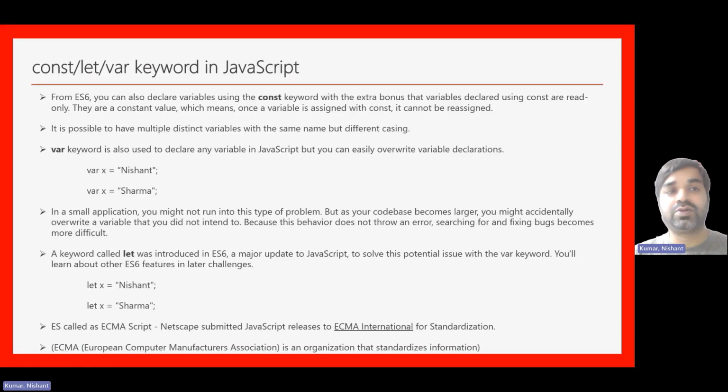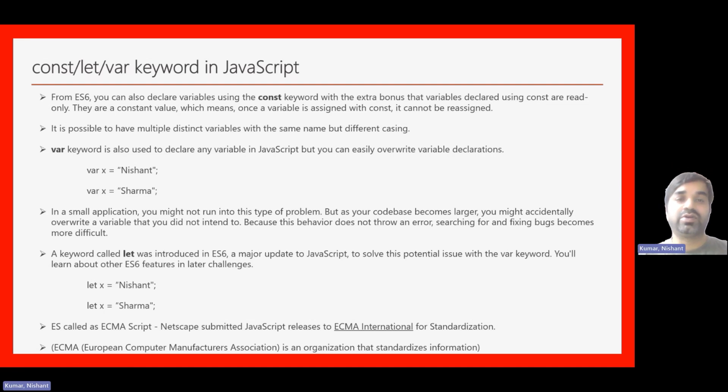Today we talk about three different keywords available in JavaScript, which we mainly use for variables. The first one is const, the second one is var, and the third one is let. So let's begin with const.